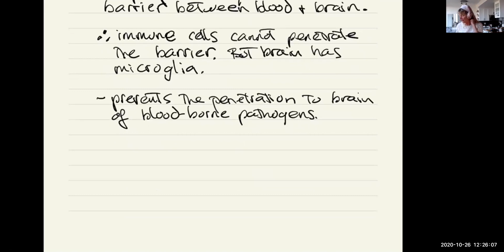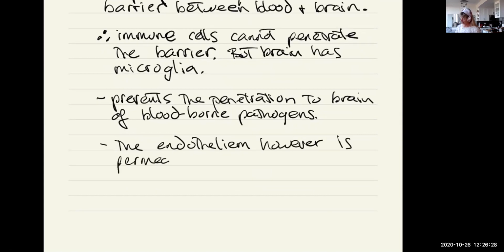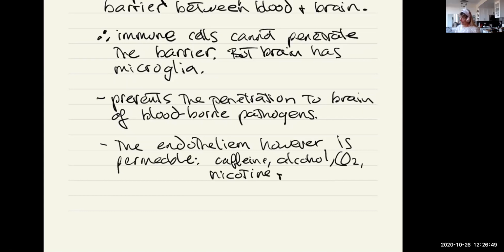The plasma membrane of the endothelial cells is permeable to some things. So the endothelium, however, is permeable to small molecules, as most plasma membranes are. Small molecules like, for example, caffeine, alcohol, carbon dioxide, nicotine, and anesthetics.